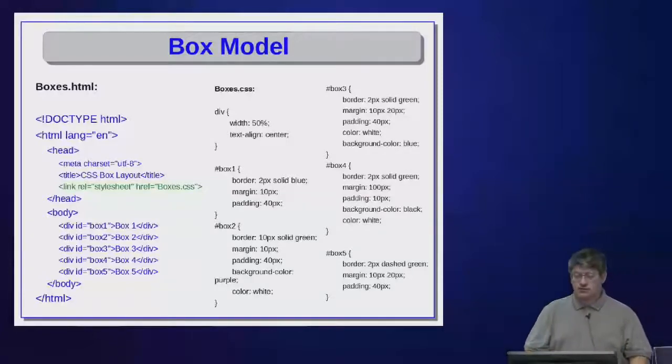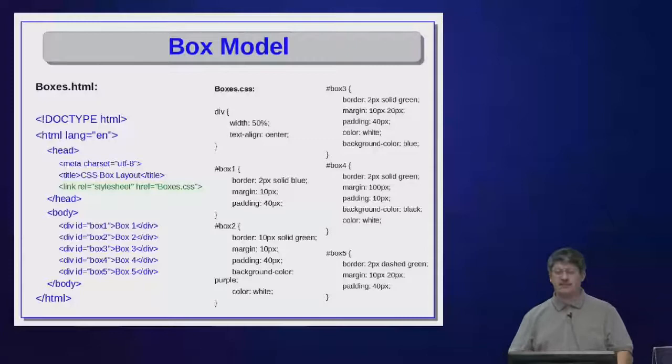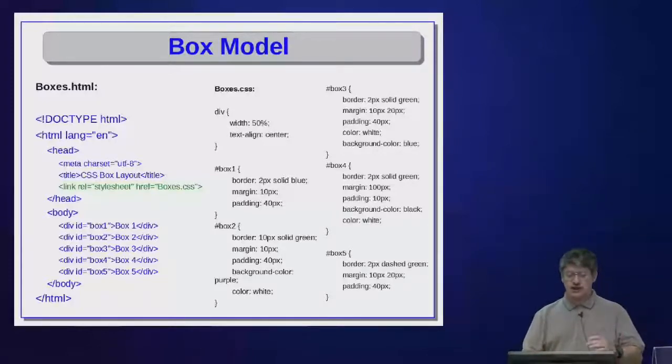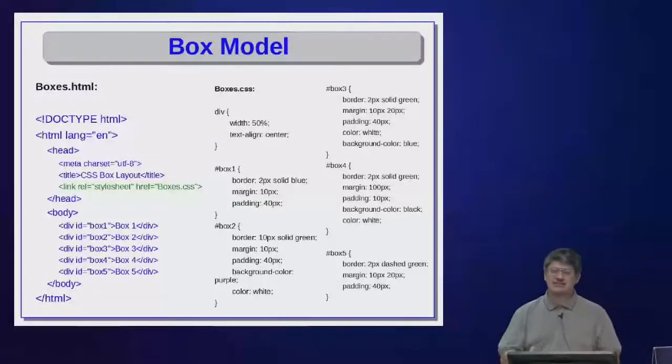I'm going to create box 2 with a green border. It's going to have a thicker border. It'll be a 10 pixel border, but it's also going to have 10 pixels of margin and 40 pixels of padding. I decided to give it a purple background color just to make it stand out a little bit, and I've made the text white because black text doesn't show up very well on a purple background.